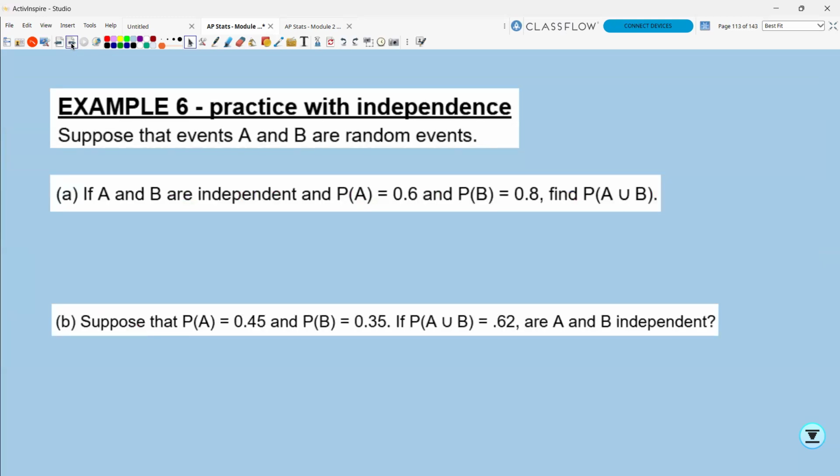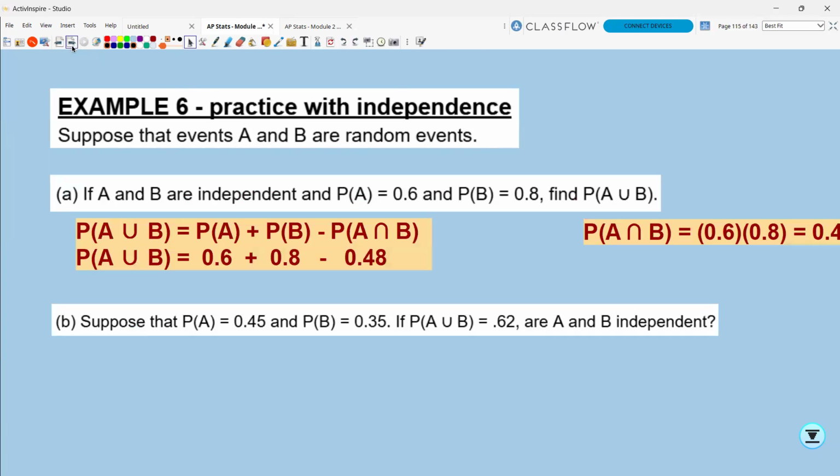Let's do a little practice with independence, just using the probability rules. So here's letter A. If A and B are independent and the probability of A is 0.6 and the probability of B is 0.8, what is the probability of A or B? Well, let's look at the multiplication rule again. If we know that they're independent, then we can multiply them together. So the probability of A and B is going to be 0.48. Now we can take that away from the sum of the two probabilities. The general addition rule: just add up their probabilities and subtract their overlap. That's going to be about 0.92.